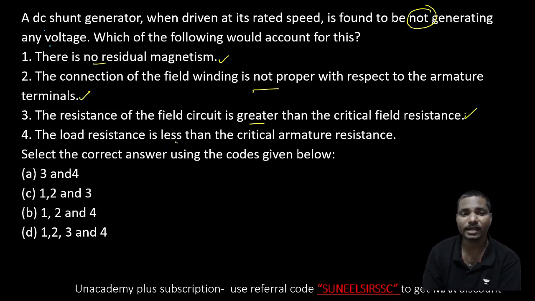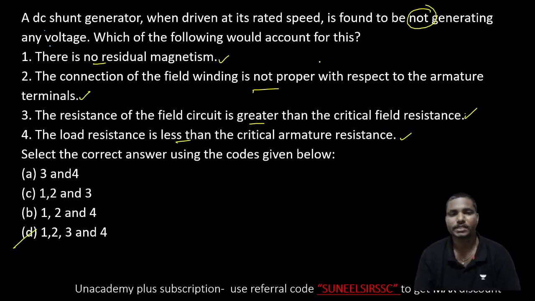Here, less given, less means not generated, it is also correct. So 1, 2, 3, 4, all are correct, so we can give the answer as option D. For generating, we require all opposite. But here, not generating is given, and the options are also not given, so that means all answers are correct. So the answer is option D.